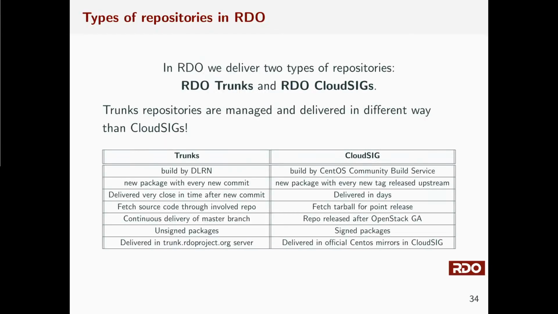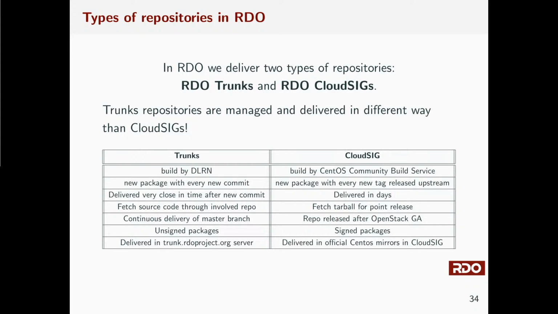Time to the verbal details. So in simple words, what is our product? In RDO, we are delivering two types of repository, RDO trunks and RDO Cloud SIG. These repositories are managed and delivered in different ways, and in this table you can see the comparison of them. What's important here is to not mix the idea of a single package, which can be a dependency or an OpenStack package, with the idea of an entire repository, which are trunks or Cloud SIG.